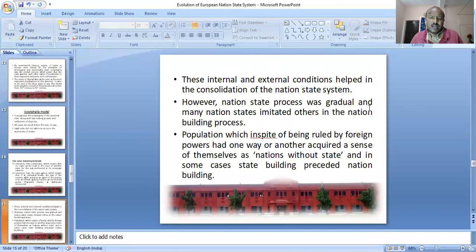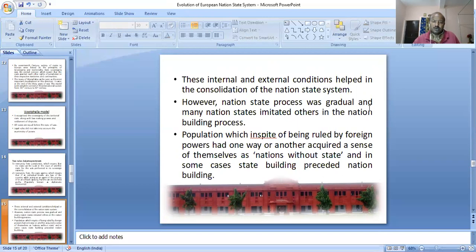So the internal and external conditions helped in the consolidation of the nation state system. However, the nation state process was gradual, and many nation states imitated others in the nation building process. The nation state process was gradual, which I have already told in the beginning of the class. So many of the nation states imitated others in the nation building process.